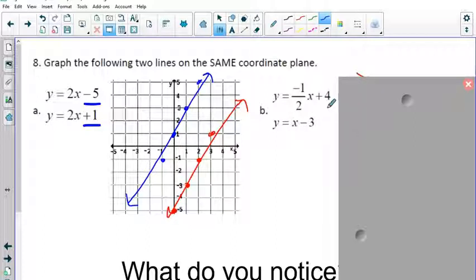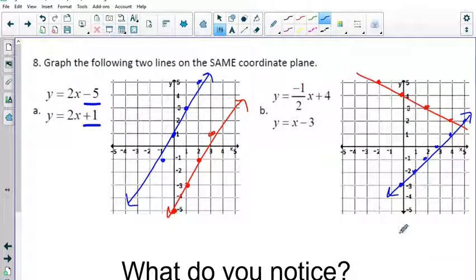So in this case, you're going to start at 4, and your slope is negative 1 over 2. So you're going to go down 1 over 2, down 1 over 2. And the second equation, you're going to start at negative 3, and your slope is 1 over 1. So you're going to go up 1 over 1, up 1 over 1. And when you're done, your graph should look like this.